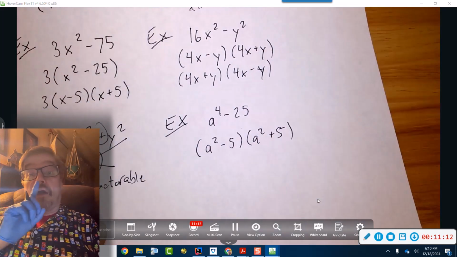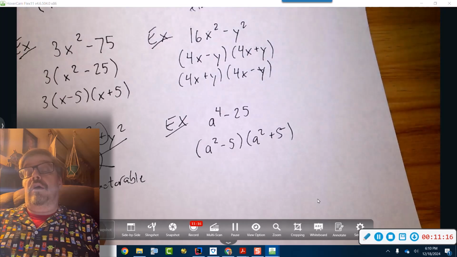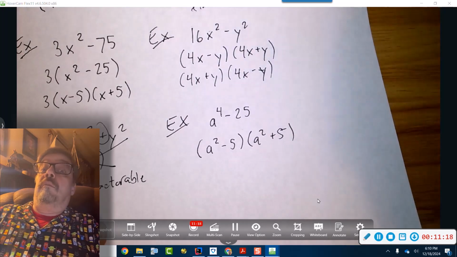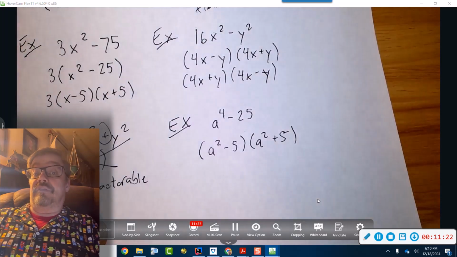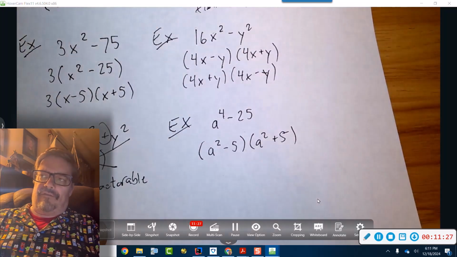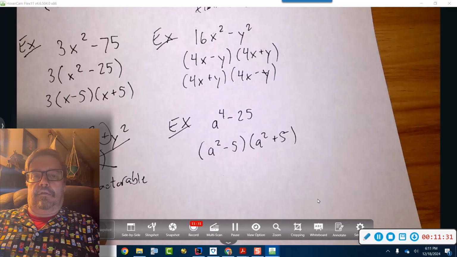Now, what we also have to do, though, is when you are working with higher degree polynomials, once you cut them in half, you might be able to cut them in half again. So you might actually have the difference of two squares two or three times. Hopefully, you'll never have to have three, but that has happened before in calculus.